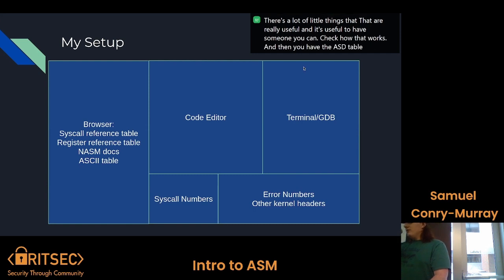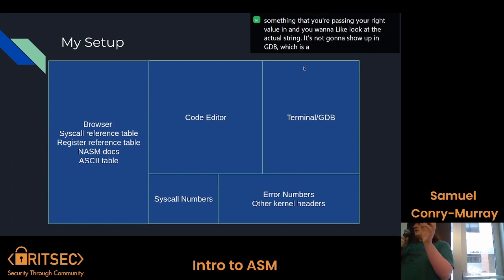Since all of what you're doing is numbers in assembly, it's really important if you're doing anything with strings to be able to check what the actual values are. If you're trying to make sure you're passing the right value in, and you want to look at the actual string, it's not going to show up in GDB, which is a debugger, as a string. It's just going to show up as a number. So it helps to be able to easily cross-reference that with the ASCII table to make sure that's the right thing.